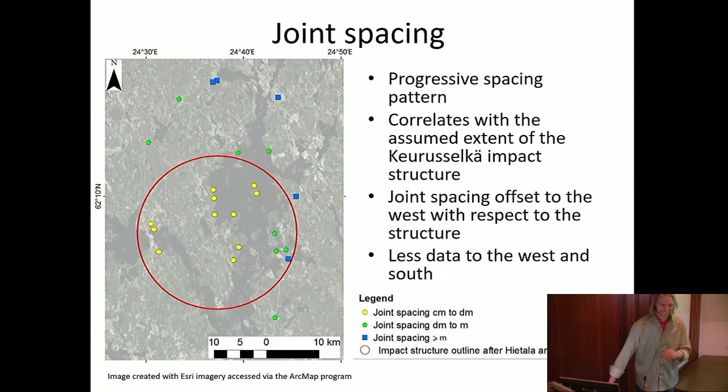But from the data that we did recover, we can see that this close spacing is offset a little bit to the west. So this could mean one of two things. Either the impact happened more to the west than previously assumed, or it was an oblique impact that sent more pressure and more fracturing to the west than to the east. So which of those is it? This is unfortunately not determinable by the joint spacing alone. We had to make more measurements on this.